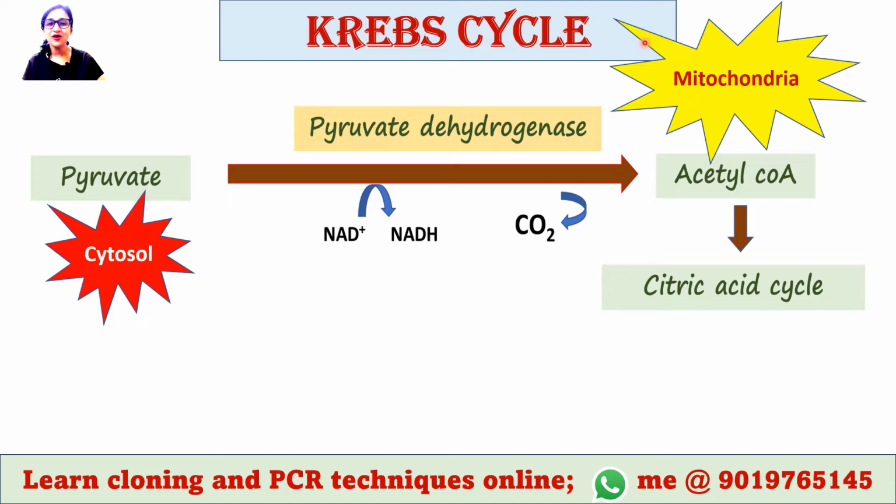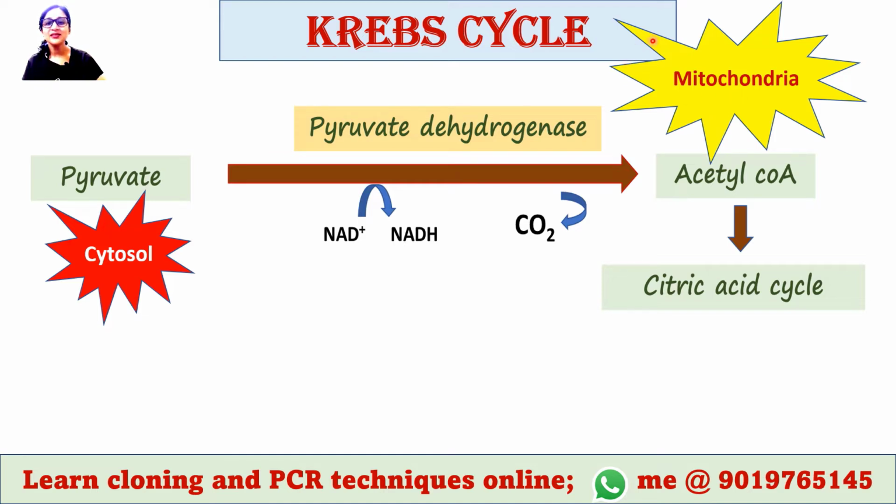So the enzymes of Krebs cycle are located in mitochondria. But pyruvate, which is the end product of glycolysis, is located in cytosol. Therefore, pyruvate needs to enter mitochondria from cytosol in order to continue the Krebs cycle.